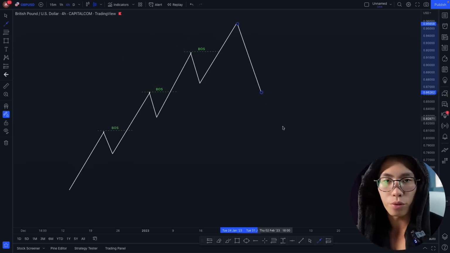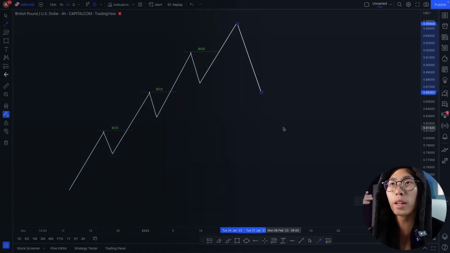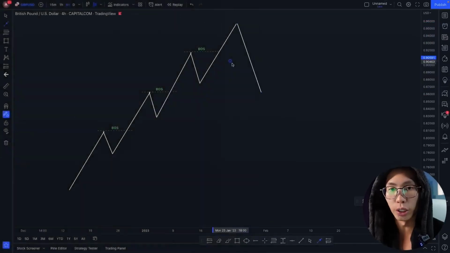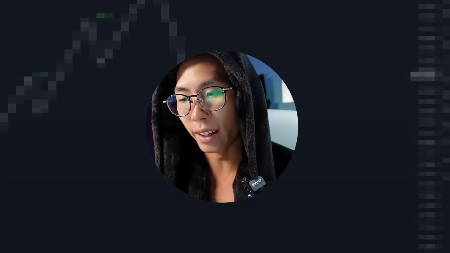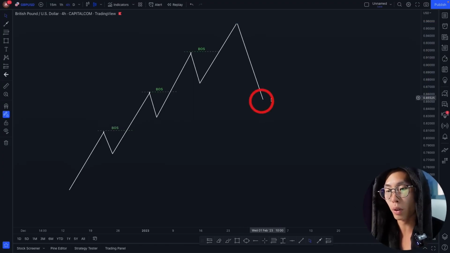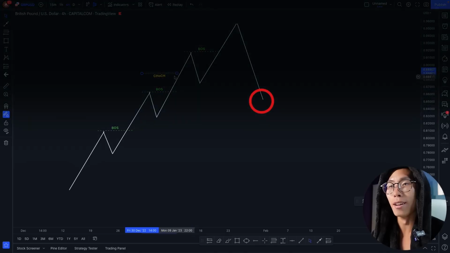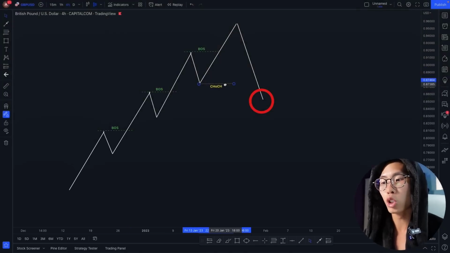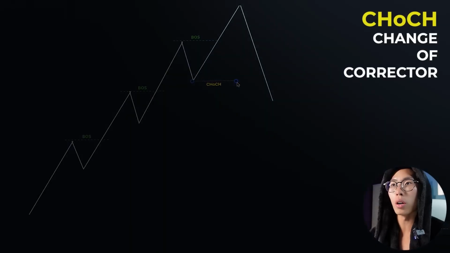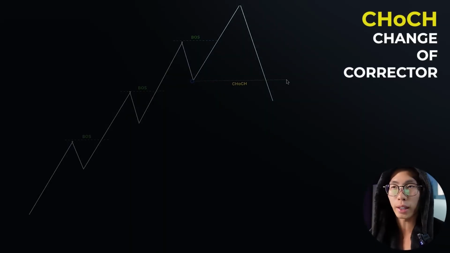At some point, price will eventually lose momentum and start reversing in the other direction. For this reversal to be valid, price has to break the previous higher low. So this is the previous higher low, and price has to break below it for it to be valid. Once this move has happened, this is what we call the CHoCH, or change of character.